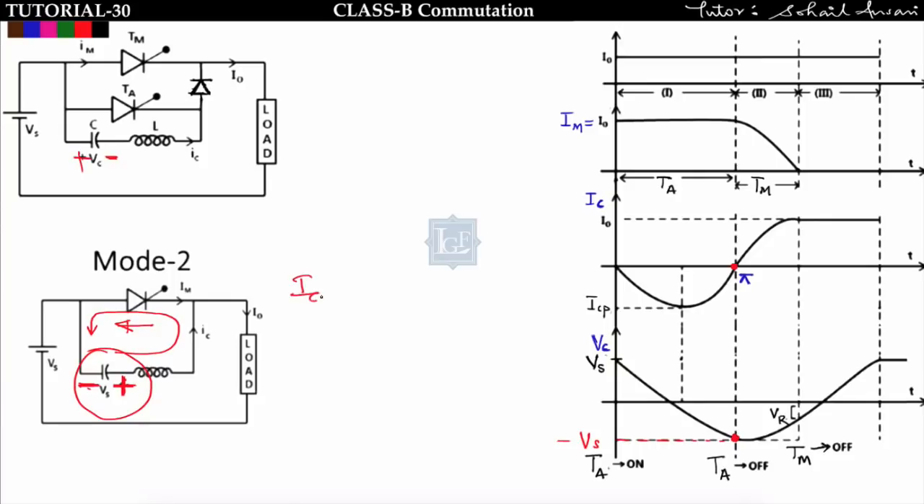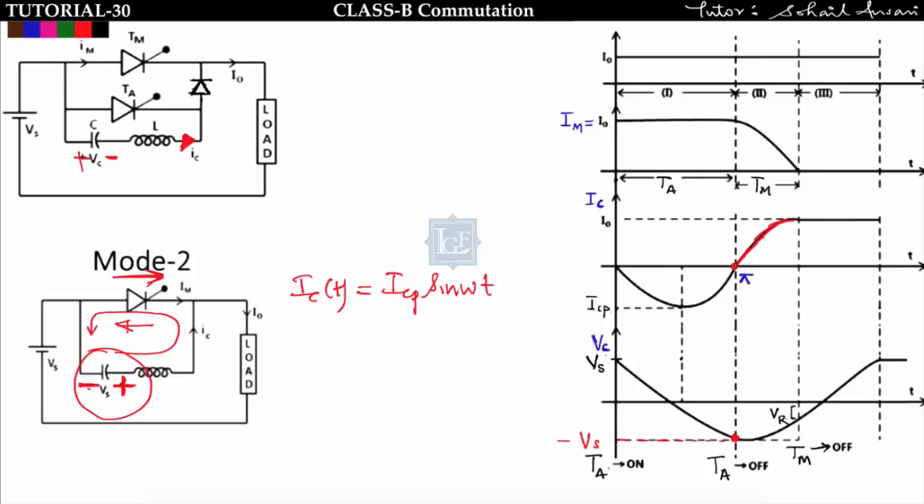So what will be the capacitor current IC of t in the second mode? IC of t in the second mode will be ICP sin omega t, and here ICP sin omega t will be positive because initially the IC current polarity I have taken like this and the current is also flowing like this, that is the anti-clockwise direction. So IC of t I will get ICP sin omega t. So the current equation after pi will follow the sinusoidal behavior like this and it will flow opposite to IM, that is the main current, meaning it is opposing the main current, so it is nullifying the main current.